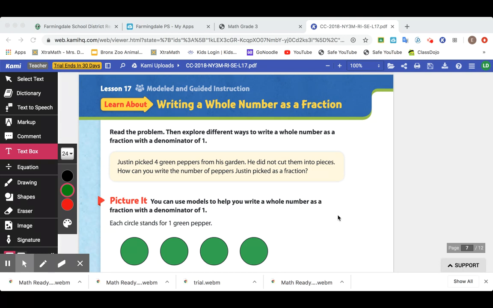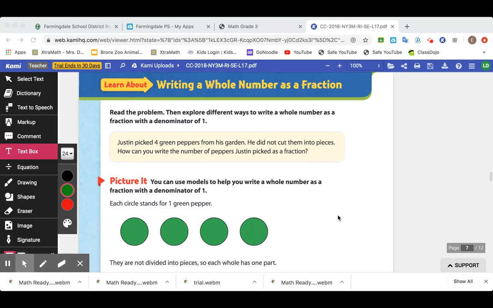Okay, so today we're going to continue with that kind of work, but it's going to be a little different, but it's still the same in that our denominator is going to be how many pieces the whole is cut into, if it's cut at all. Okay, so let's look at the top of the page. It says learn about writing a whole number as a fraction.